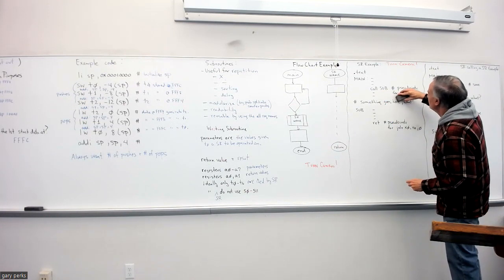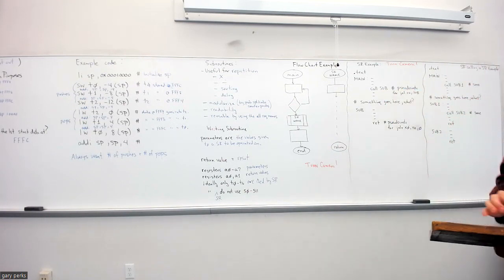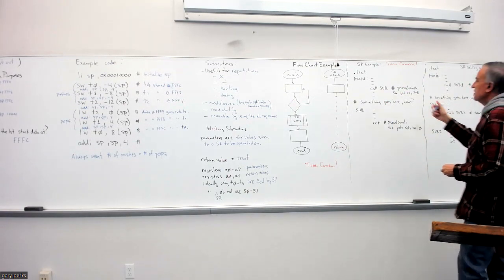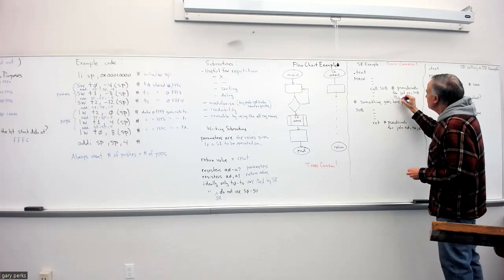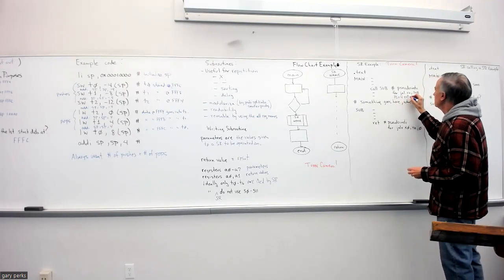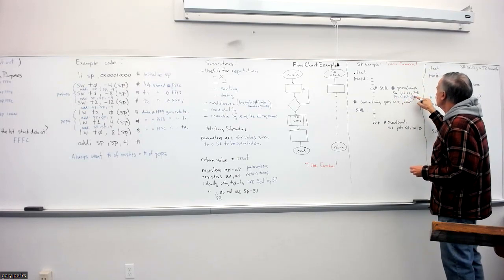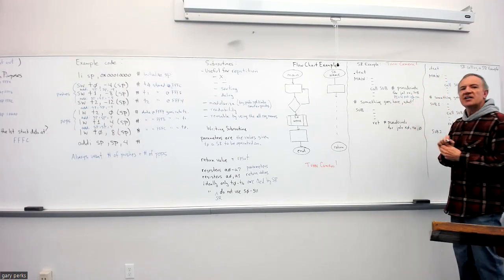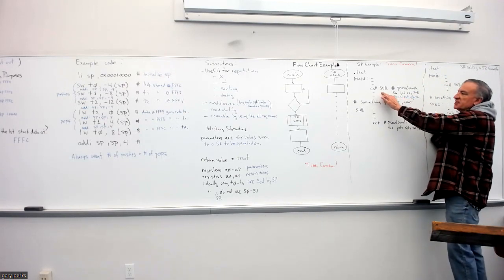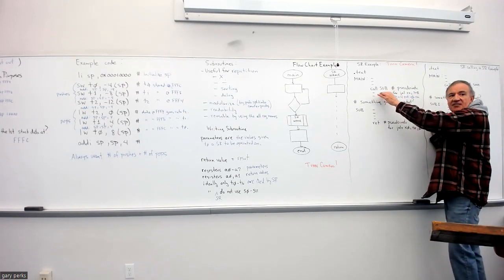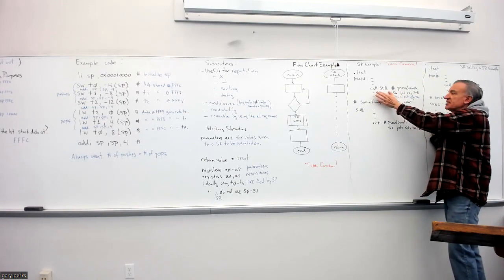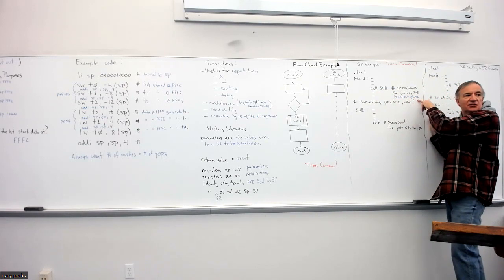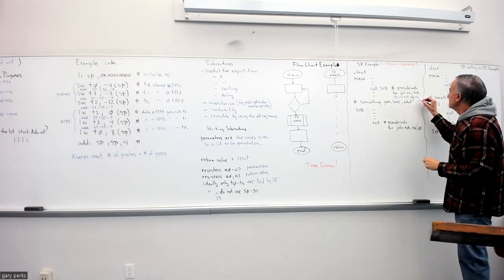I want to put new stuff in blue here, so PC plus 4. It's going to take PC plus 4 and put it into the RA register. What does RA stand for? Return address, because after the subroutine is finished, it wants to come back to here. So it's got to save the address of that instruction, and it does that by putting it into the return address register. What number register is that? It's 1, yeah. It's register 1.